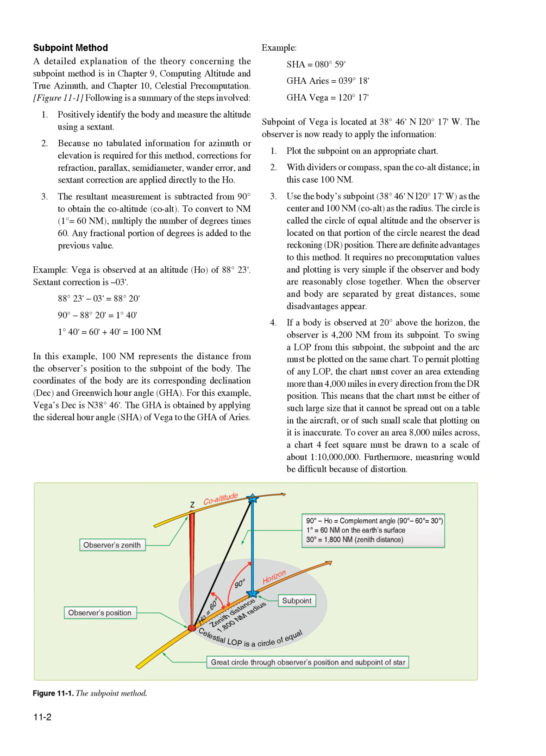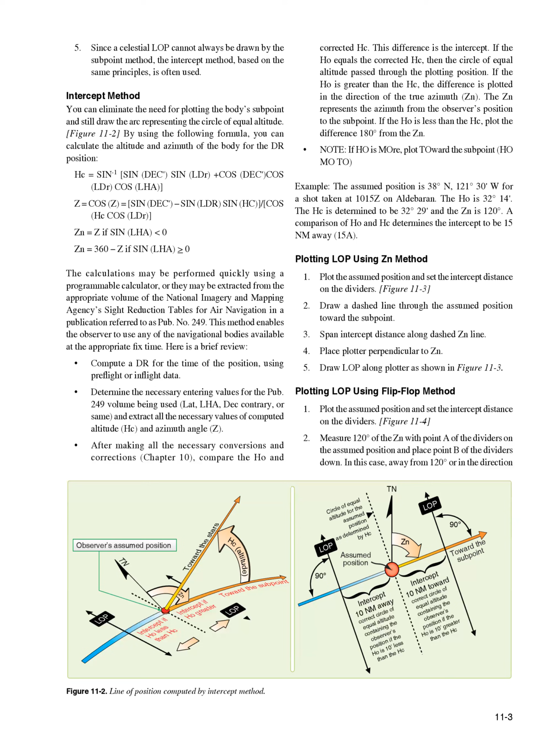To cover an area 8,000 miles across, a chart 4 feet square must be drawn to a scale of about 1:10,000,000. Furthermore, measuring would be difficult because of distortion. 5. Since a celestial LOP cannot always be drawn by the subpoint method, the intercept method, based on the same principles, is often used. Intercept method: you can eliminate the need for plotting the body's subpoint and still draw the arc representing the circle of equal altitude.